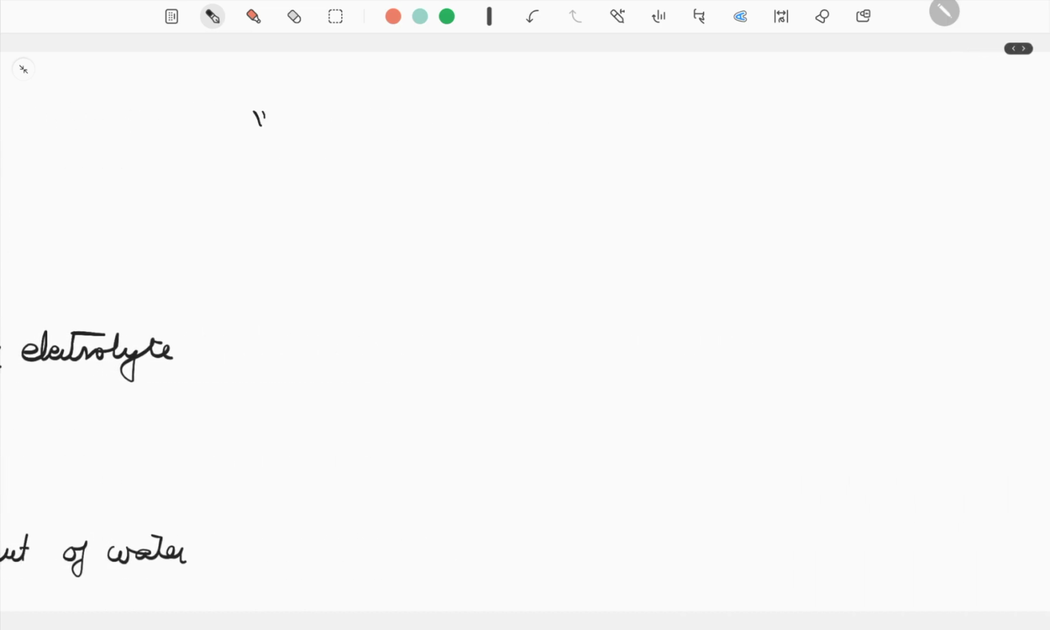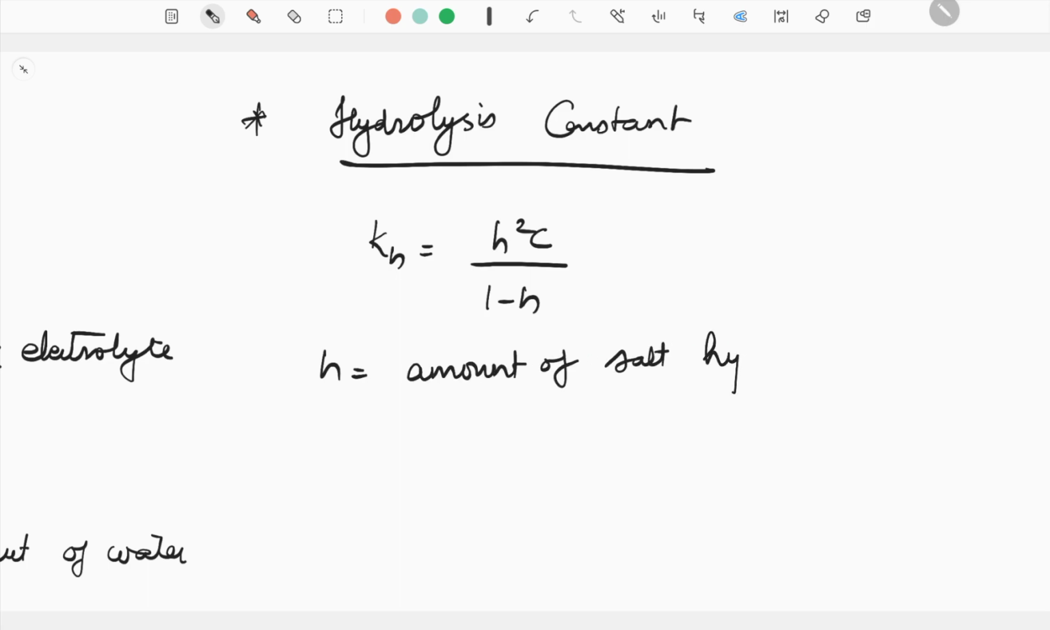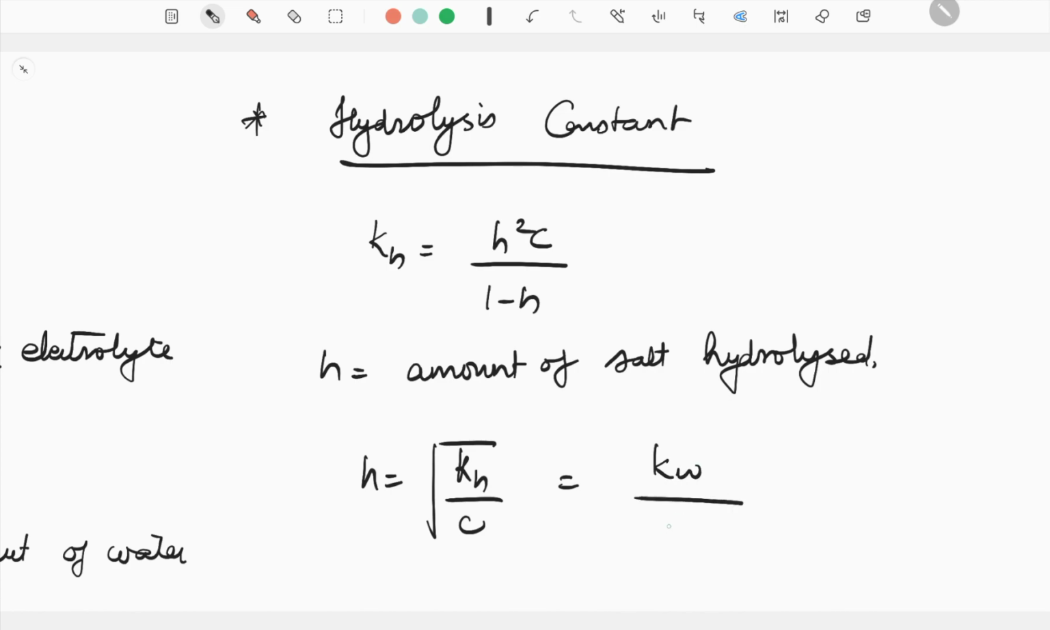Now, the next concept is the hydrolysis constant, where Kh is equal to h squared C upon 1 minus h. h is the amount of salt hydrolyzed, and h is equal to under root Kh upon C, which is equal to under root Kw upon Kb into C.